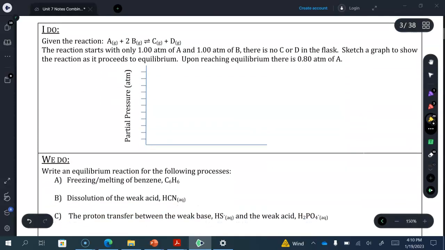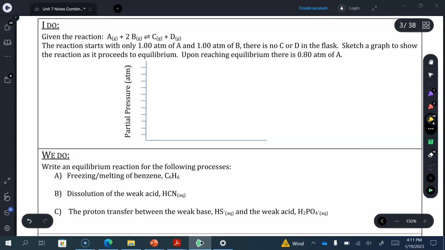Okay, so let's look at how we can apply this. Given the reaction here, the reaction starts with only 1 atmosphere of A, and that's pressure. Remember, atm is atmospheres, and that's a measure of pressure for gases. 1 atmosphere pressure for A, 1 atmosphere pressure for B, and there's no C or D in the flask. Sketch a graph to show the reaction as it proceeds to equilibrium. Upon reaching equilibrium, there is 0.8 atmospheres of A.